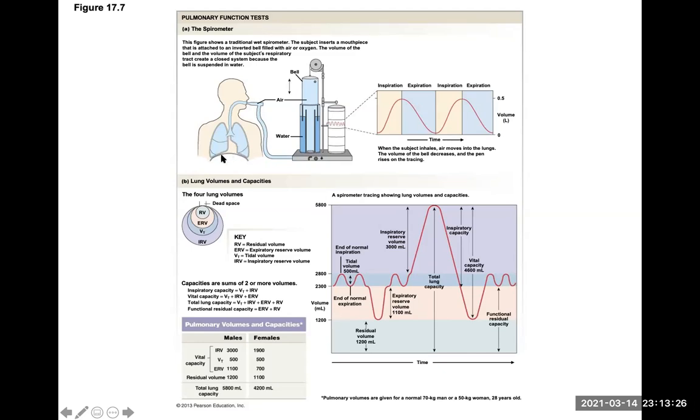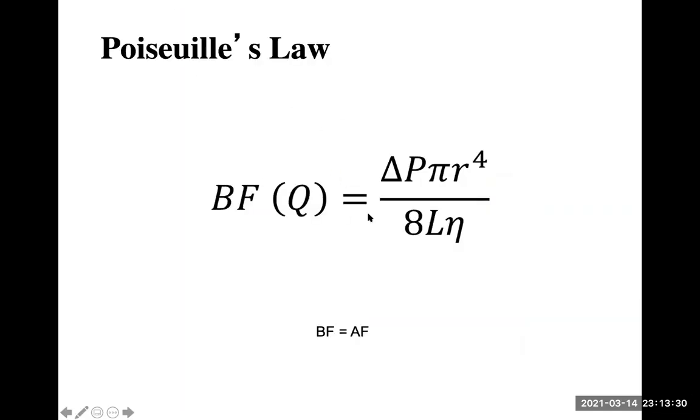So airflow follows what we call Poiseuille's law, which we've also talked about before with blood pressure. So this was blood flow before, but now blood flow is going to equal airflow. So blood flow or airflow equals the change in pressure times pi times radius over 8L, which is length, and then this is the Greek letter eta. Eta is viscosity.